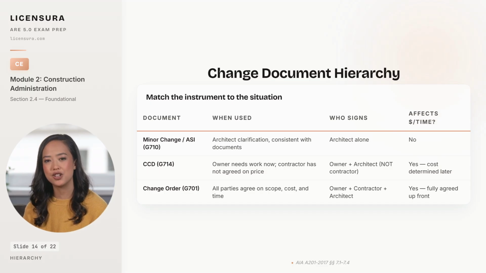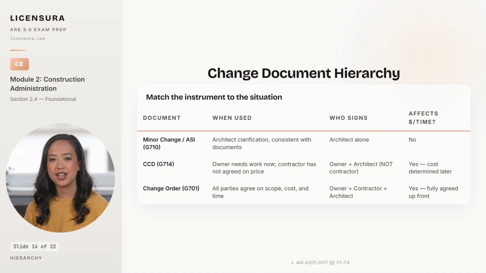The Construction Change Directive on G714 is used when the owner needs work to proceed now, but the contractor has not yet agreed on the price, and it carries owner and architect signatures only. The contractor does not sign the CCD because the contractor has not yet agreed. That is the whole point of the document.